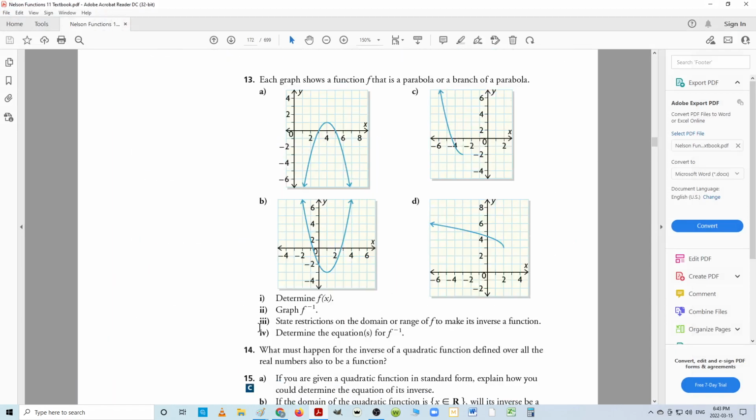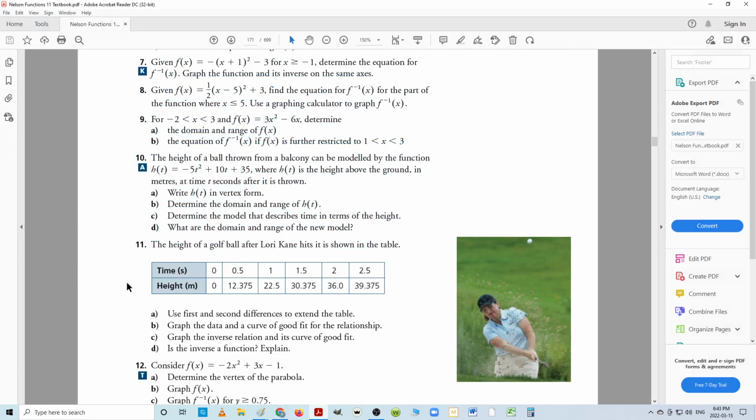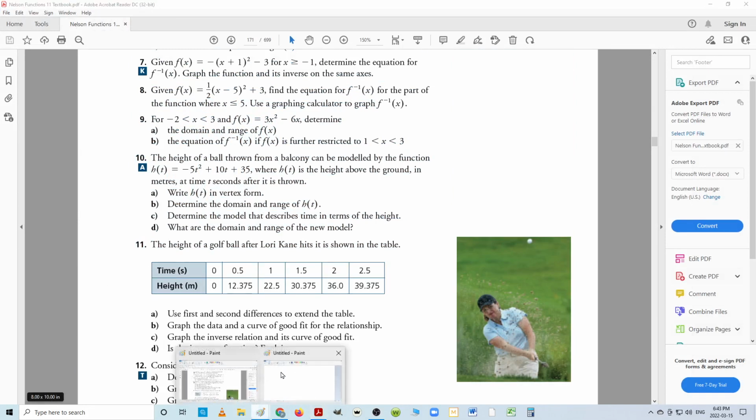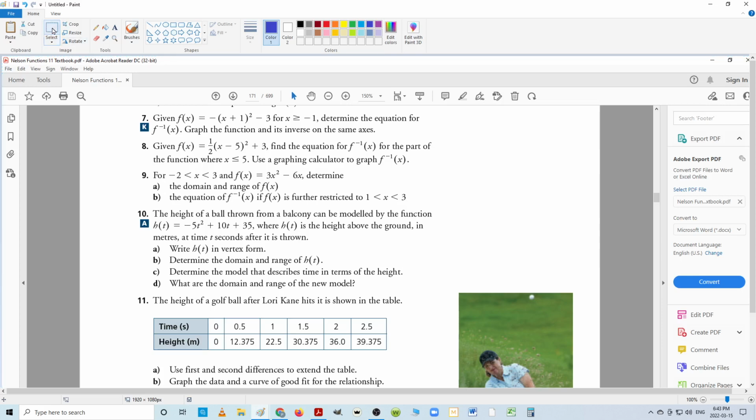I think I got to take a break here. Yeah, we've got a lot to go through. Maybe we'll do one more. Number 10, the height of a ball. We get a lot of ball throwing examples and a lot of profit margin ones.